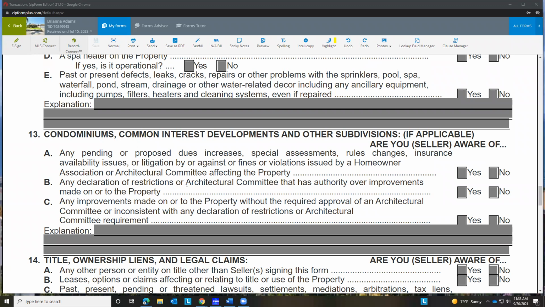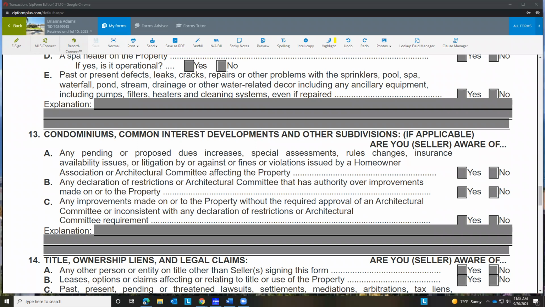B, any declaration of restrictions or architectural committee that has authority over improvements made onto or to the property. CC&Rs are part of HOA docs. Those are codes, covenants, and restrictions. I don't know many HOAs or condo associations that don't have restrictions. I also don't know of many condos that don't have an architectural committee that can tell you what kind of door or windows or what you can put on your patio. So this question 13B is almost always a yes if it's a condo.